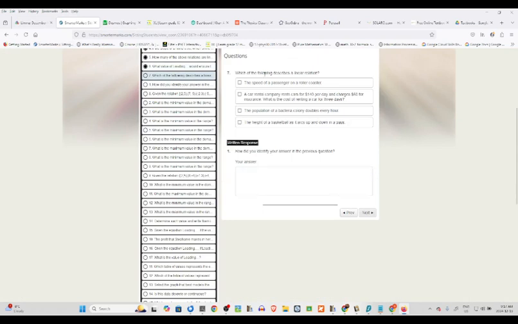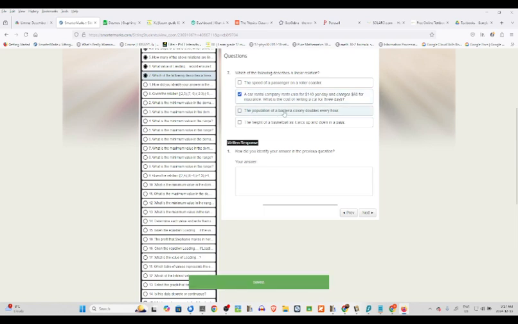Number 7, which of the following describes a linear relation? The speed of a passenger on a roller coaster. Okay, so if it's a roller coaster, you'd expect that speed to be highly variable, sometimes positive, sometimes negative, going back and forth. That would not be linear. A rental car company rents for $140 per day and charges $60 for insurance. Cost of renting a car for 3 days, that would be a linear relation.